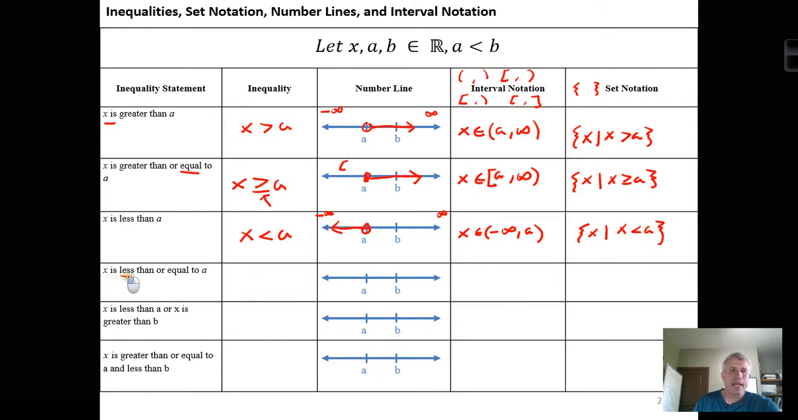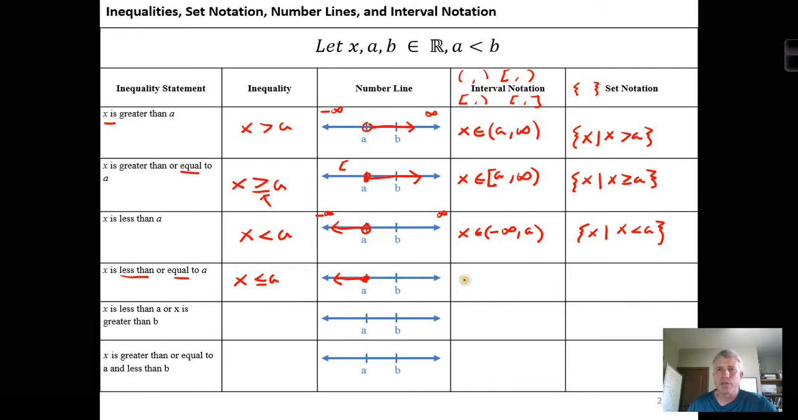X is less than or equal to a would be x is less than or equal to a. Now x is equal to a, so I would put a solid dot. And to be less than a, I need to move towards negative infinity. The alternative notation would be to use a square bracket opening towards negative infinity. Again, I prefer putting a point on the number line.